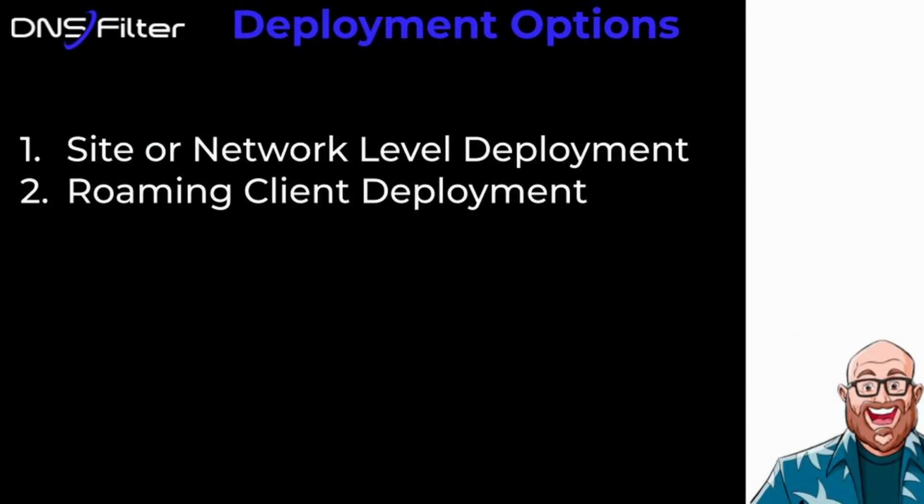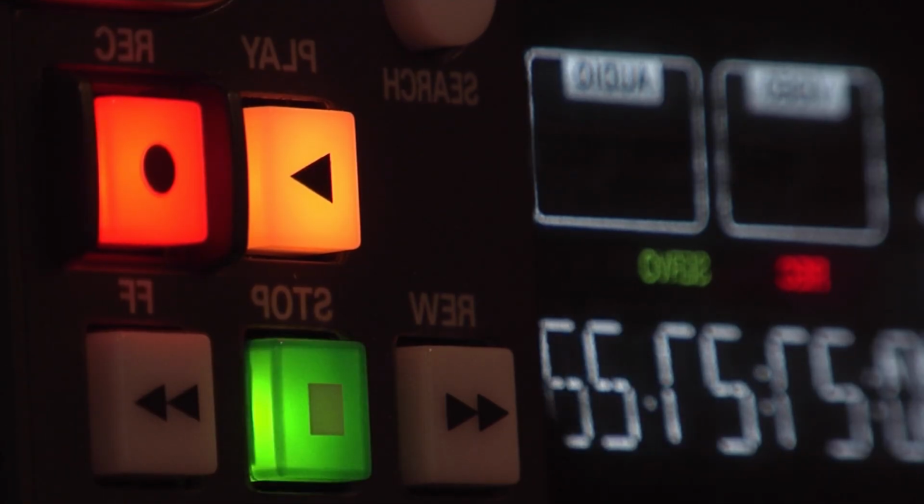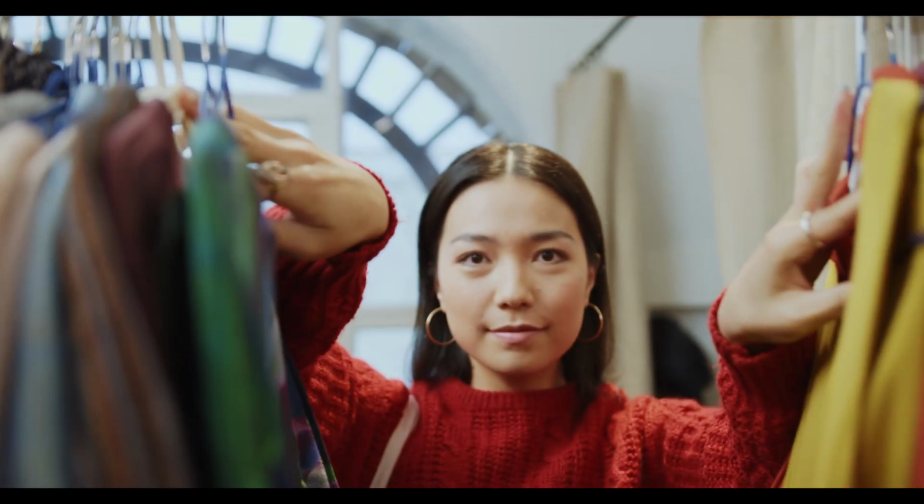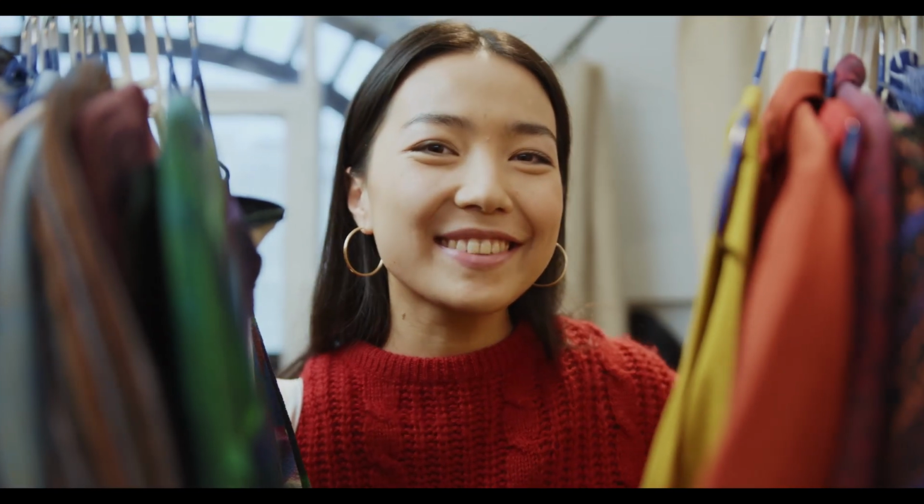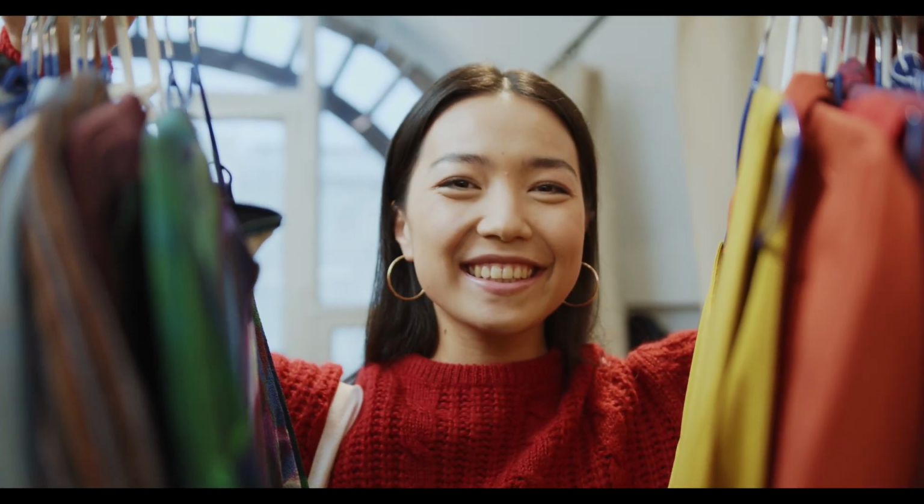Obviously, options 1 and 2 are the most common deployment methods that we see our customers leaning on, but as I mentioned at the start, there's actually a third deployment method available, which functions somewhere between a network level deployment and a roaming client deployment. That method is called the DNSFilter Relay.